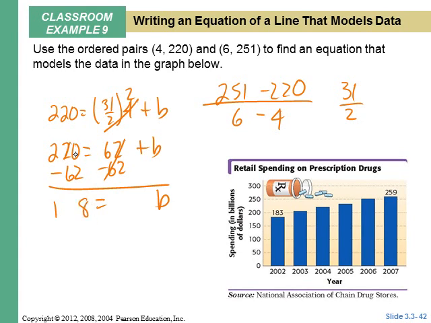This is 8. 6 is 158 is b. So y equals 31 halves x plus 158. So in other words, in year 0, the cost was $158 billion.